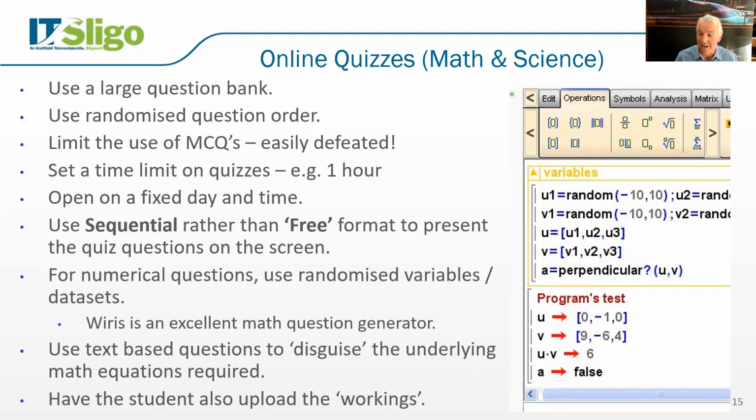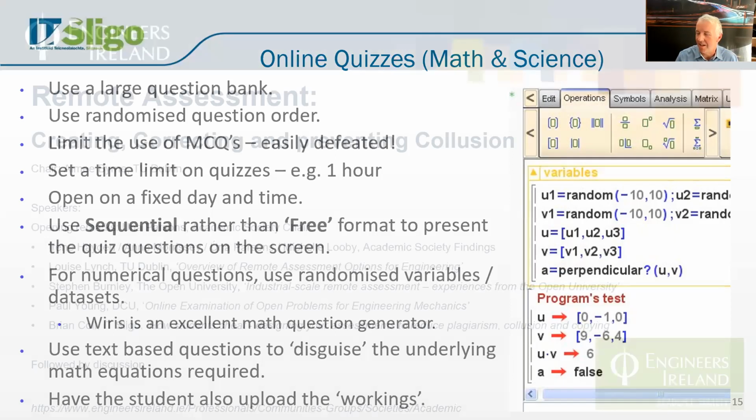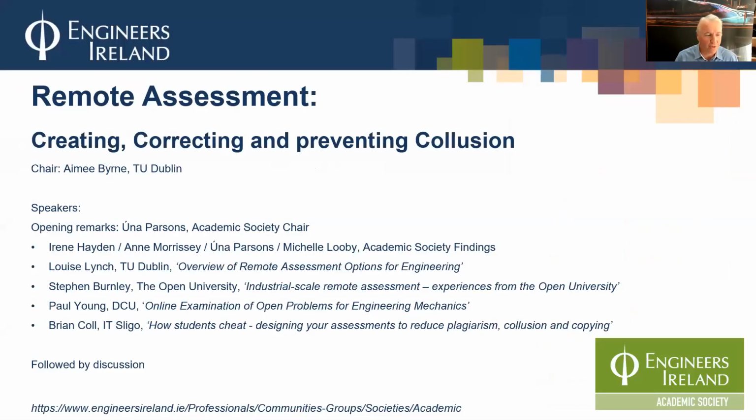Again, to stop Photomath, I would use text-based questions to disguise the underlying maths equations required. So you might say, what are the 5 numbers that you might use to describe descriptive statistics on this data set? And you could also, I think what Louise said, have the student upload their workings. Okay, so that's it. I'll be happy to take questions at the end, like everybody else.